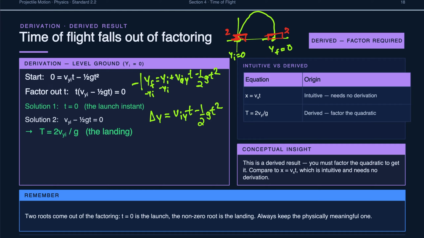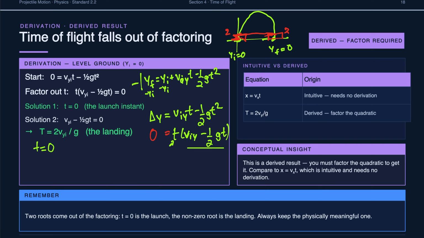If you do yf minus yi, what do you get? You get 0, right? That's your change in y. Your change in y is nothing because you end up at the same point you started. So that's going to be equal to this thing, and we can factor this out: t times (viy minus 1/2 gt). So this is giving us two solutions. One solution is when t is equal to 0, and there's another solution when this other factor is equal to 0.